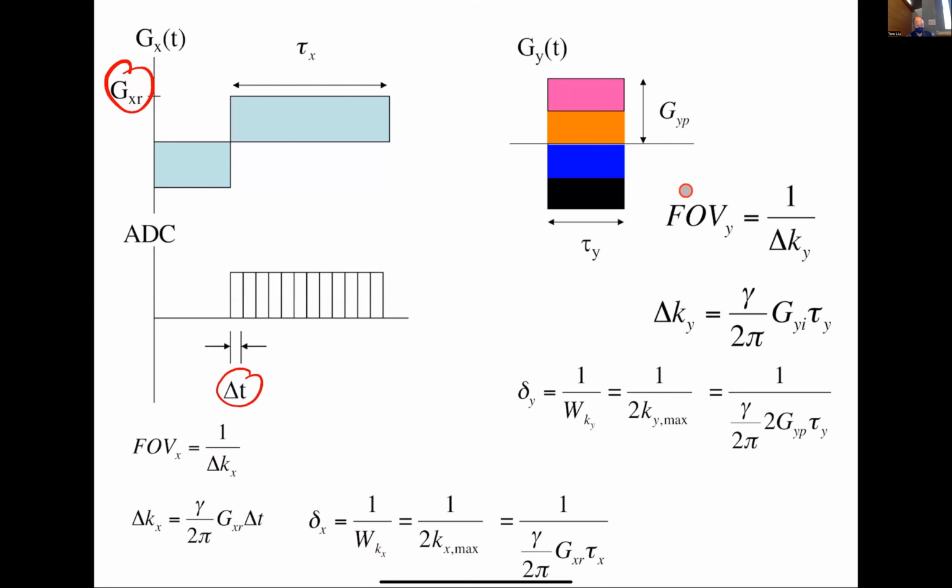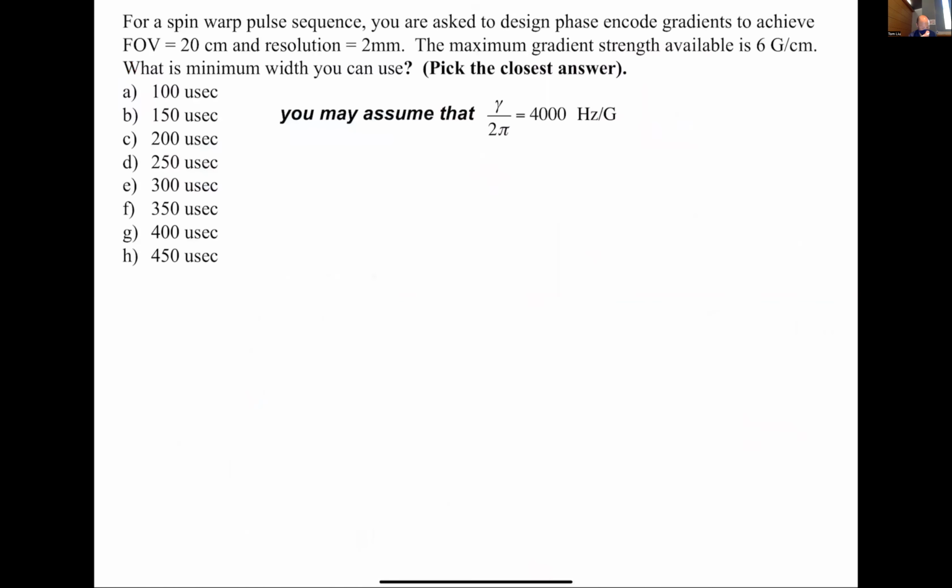On the phase encode side, the phase encode in the y direction determines your delta ky. That's related to the length of this gradient and also the incremental amplitude GYI. And then how far you go out in k-space depends on this width, but also the biggest gradient you play out. All right, so we're going to do one of these problems.